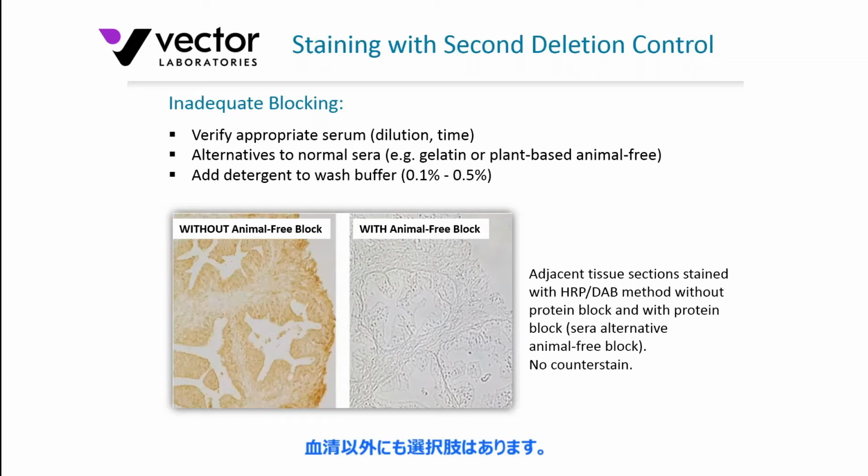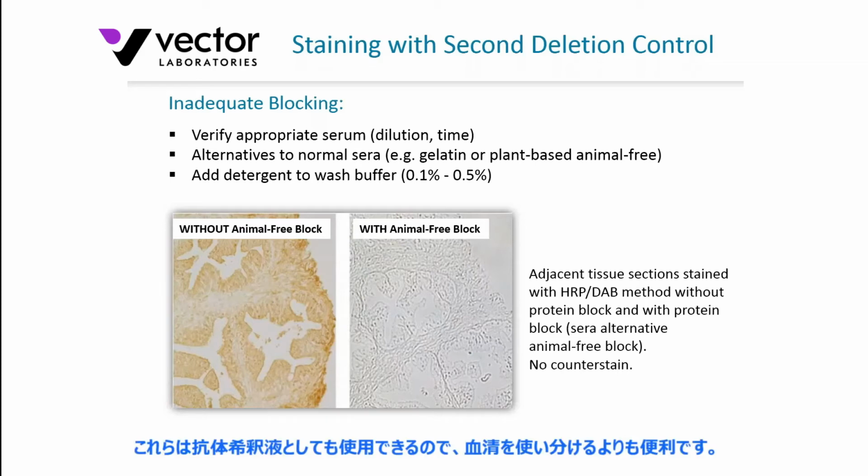If serum is an issue in your lab, or you want to reduce the use of serum, certainly there are other alternatives. Gelatin has been widely referenced in the literature, and certainly there are some plant-based or animal-free reagents which double up as universal block and diluent reagents. They're very useful if you're juggling a lot of different sera in the lab.